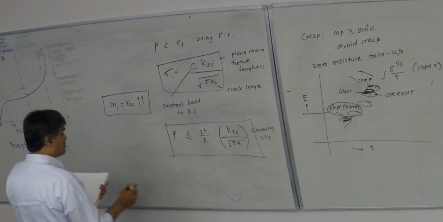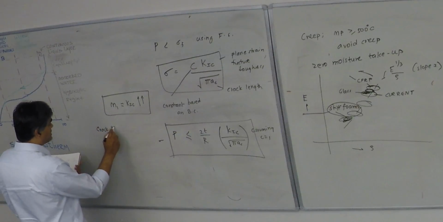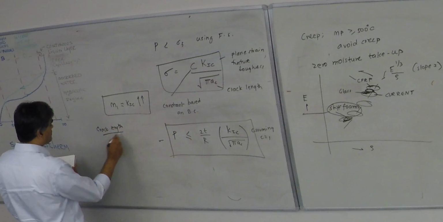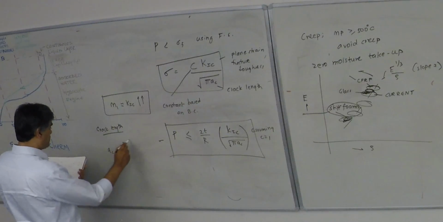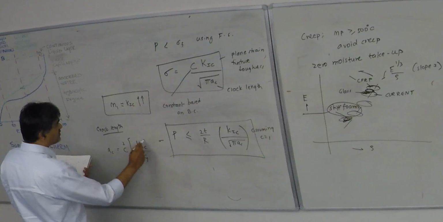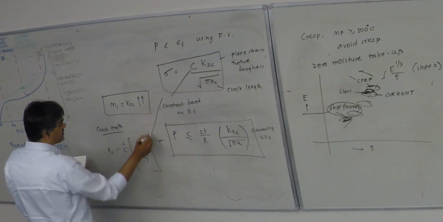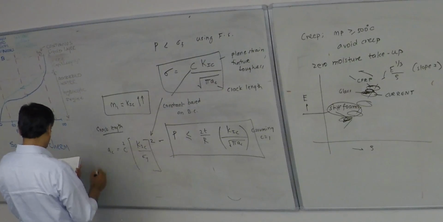This equation can also be written in terms of crack length, A, as being equal to C squared K1C divided by sigma y. I'm sorry, this equation here. So sigma y happens to be the yield stress.